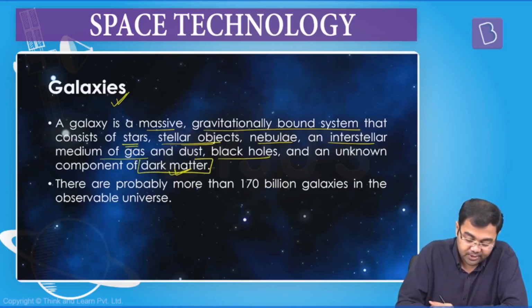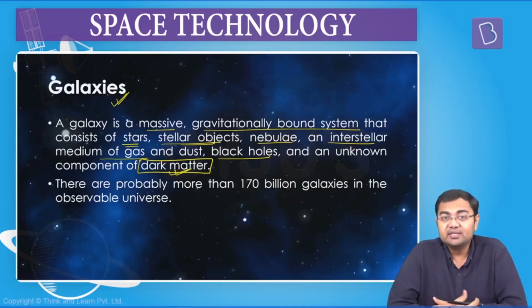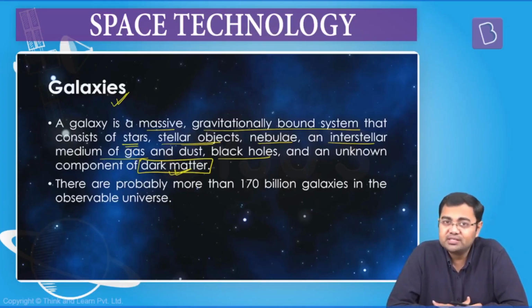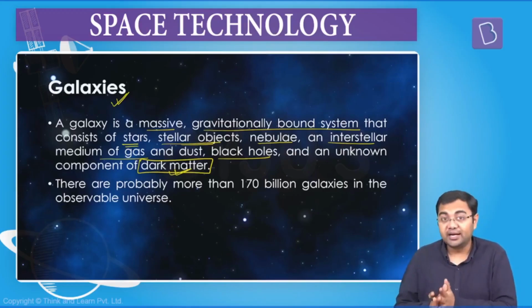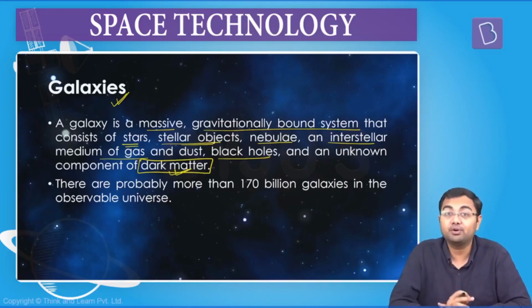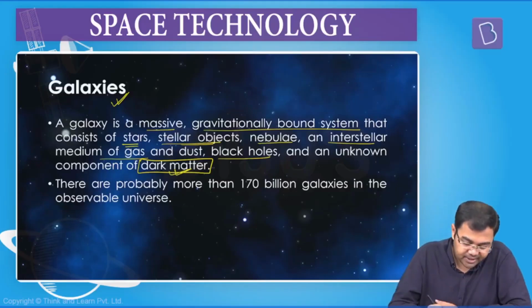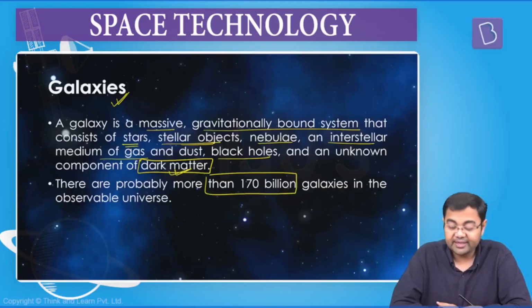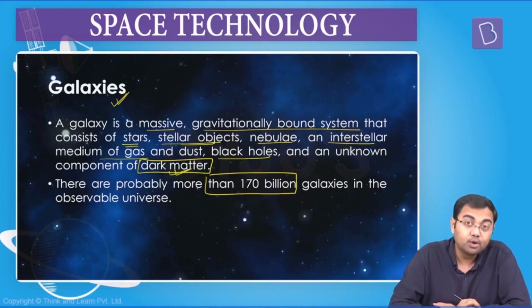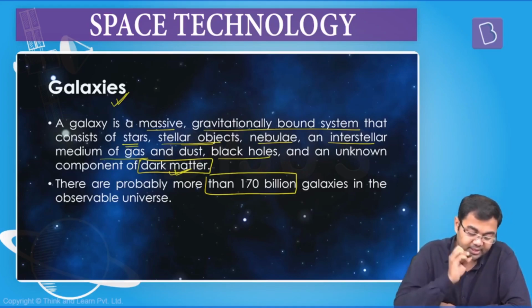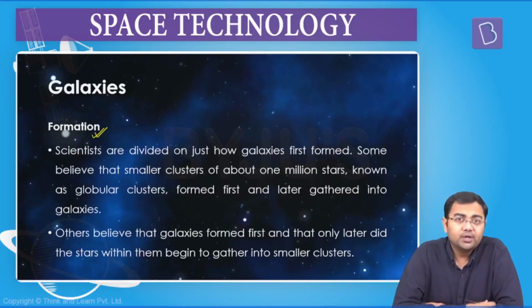So this is also very, very important, that it's not only about the stars and everything associated with the stars and the star systems, but rather dark matter is also an integral part of any galaxy. There are totally more than 170 billion galaxies in the observable universe at the current time. Now the formation of galaxies. Now there are many theories about the formation of galaxies.